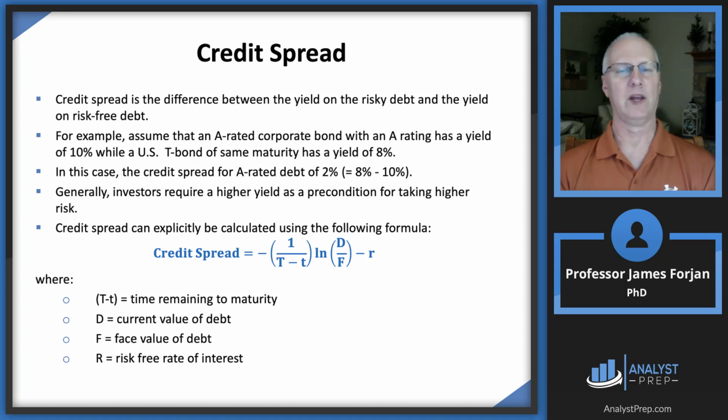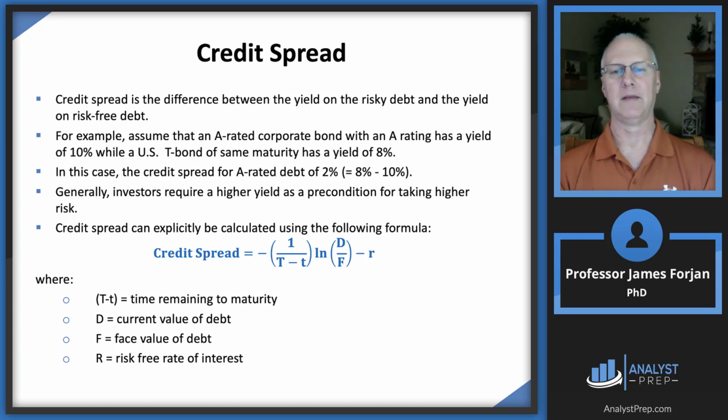All right, credit spread. I bet you guys know what a credit spread is. This is just the difference between the yield to maturity on a risky bond and a risk-free bond. So look at the quick example I have there. If we have two bonds, an A-rated corporate bond has a yield of 10, Treasury bonds are yielding 8, then that credit spread is going to be a simple 2%.